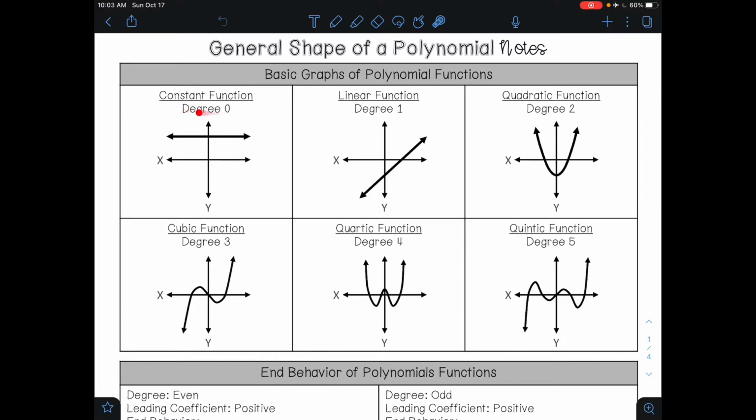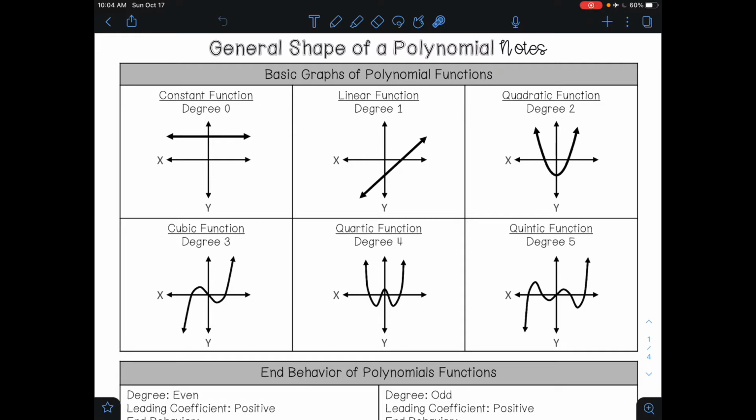So when we have a degree of 0, that's a constant, and that's always going to be a horizontal line. Now, it could be at any number. This one just happens to be at a positive number. But this is the general shape of what a constant function looks like. When you have a linear function, that is when it is of degree 1. And so these are all like your slope-intercept form equations. And so in general, they're just a straight line like this.